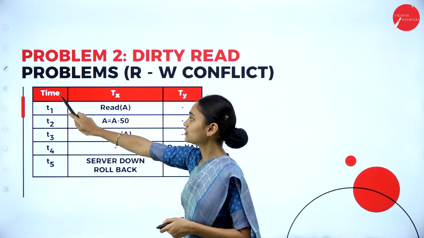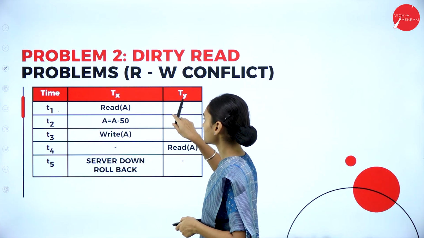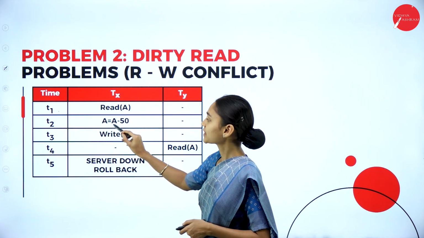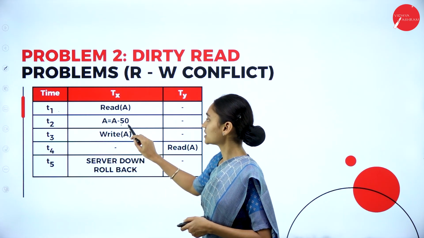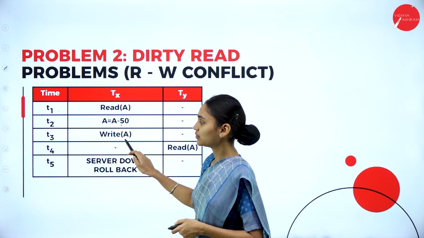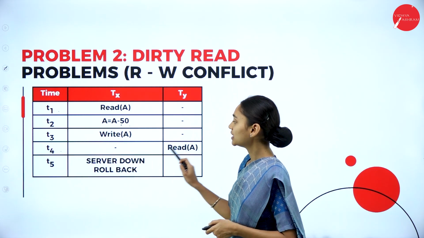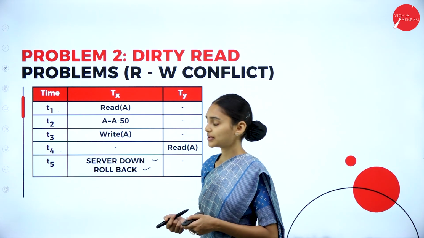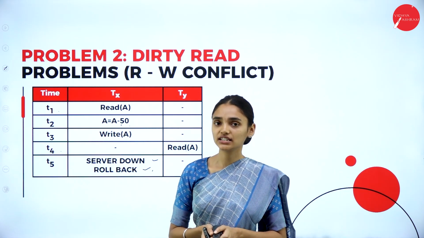T1, T2 all represent time, and Tx is the transaction X and Ty the transaction Y. Here at the time T1, it reads the value of A. At the time T2, it deducts the value, 300 minus 50, that is 250. At the time T3, it updates the value, and again at the time T4, it reads the value of A. But due to some server problem, server down, the data never gets updated. So that leads to server down or rollback. That is the dirty read problem.